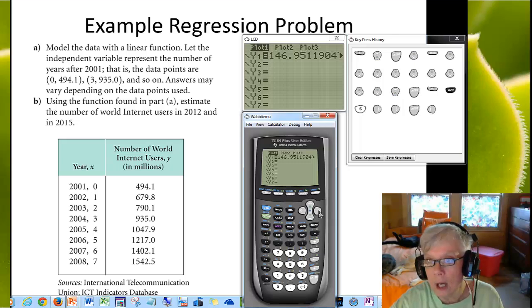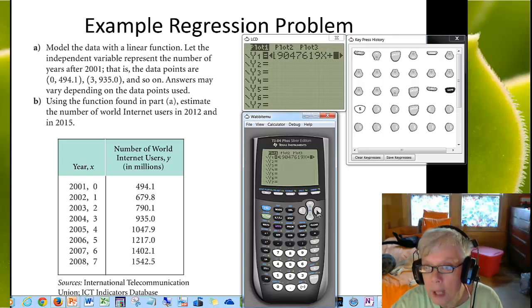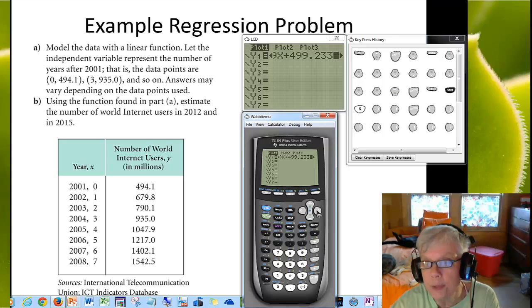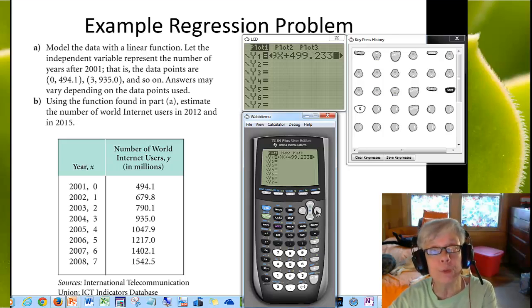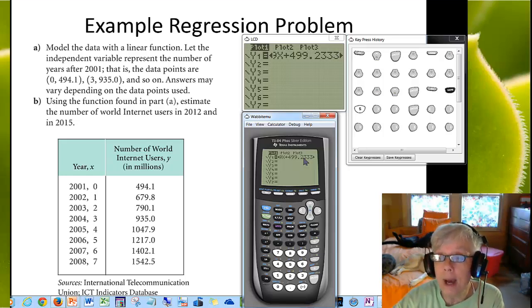146.95, 11, and so on. There's the X, plus 2333, and then a bunch of threes. That's the actual regression equation that we came up with. Now, push graph.